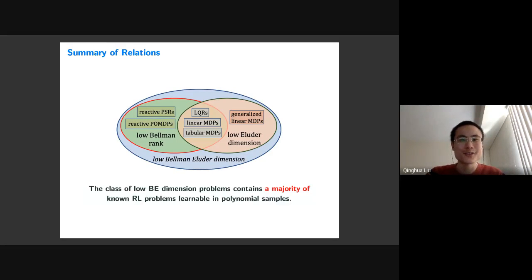So we identify this new rich class that contains almost all the existing known tractable reinforcement learning problems. Moreover, in our paper, we further show that this low Bellman Eluder Dimension class is strictly larger than the class of low Bellman rank problems and the class of low eluder dimension problems. If you are interested, you can check our paper. We construct some examples that lie in this big class, but not in previous classes.